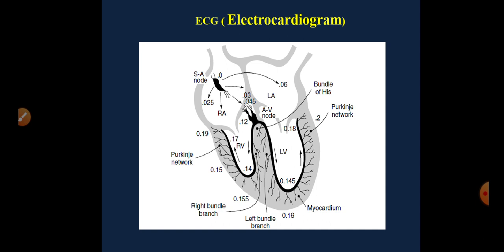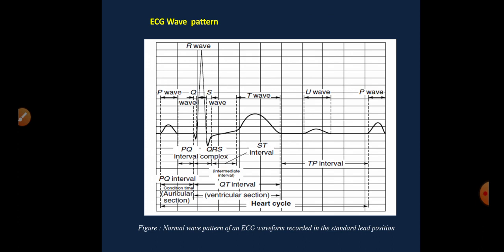The direction of the impulse propagating in the bundle of His is from the apex of the heart. Ventricular contraction begins at the apex and proceeds upwards through the ventricular arch. This results in contraction of the ventricles, which forces the blood out of the ventricles into the arterial system. So next, coming to the ECG waveform pattern.